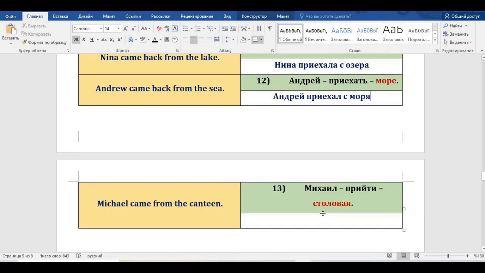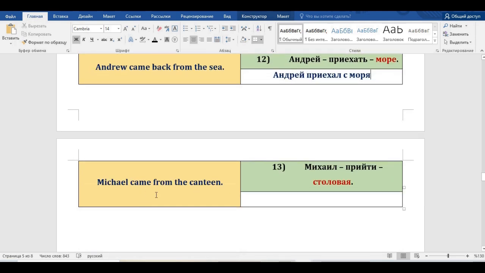Oh, we have one more sentence here. Michael came from the canteen. Михаил прийти столовая. Михаил что сделал? Пришел откуда? Из столовой. He came from the canteen, from the building.